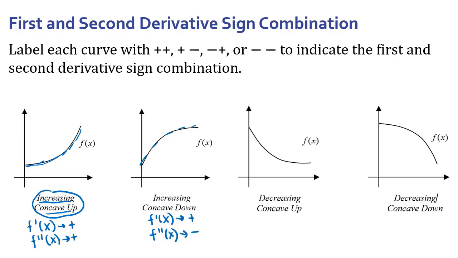Decreasing and concave up: decreasing means the first derivative is negative, and the second derivative, if we're concave up, is going to be positive. And then the last one, if this is a decreasing function, the first derivative is negative, and if it's concave down, the second derivative is also negative. So let's put this all together.